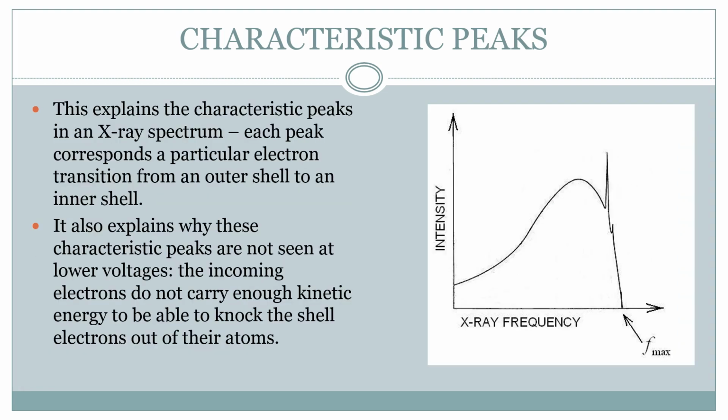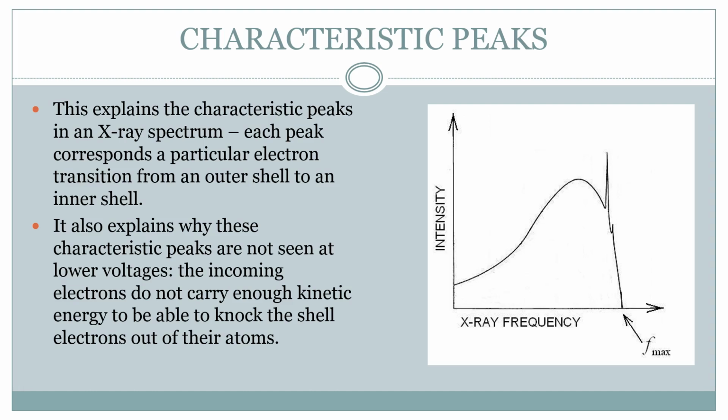The characteristic peaks correspond to X-ray photons that are released when inner shell electrons are knocked out and outer shell electrons drop down to fill those vacancies. And because the differences in energies between inner and outer shells is fixed, whenever that happens, it leads to the same small number of X-ray photon energies every single time.